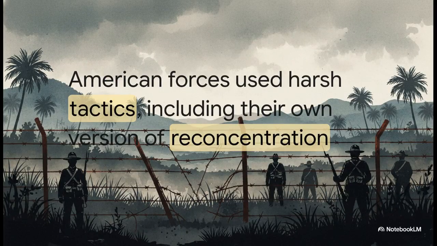Remember Emilio Aguinaldo? Well, when it became crystal clear that the United States fully intended to colonize the Philippines rather than liberate them, Aguinaldo launched a fierce armed insurgency against the Americans. And what followed was a brutal guerrilla conflict that lasted officially until 1902. And it reveals this profound, really grim irony. Because in attempting to suppress this Filipino insurgency, American forces employed incredibly harsh tactics. They even set up their own version of the exact same reconcentration camps they had originally gone to war to stop Spain from using back in Cuba.